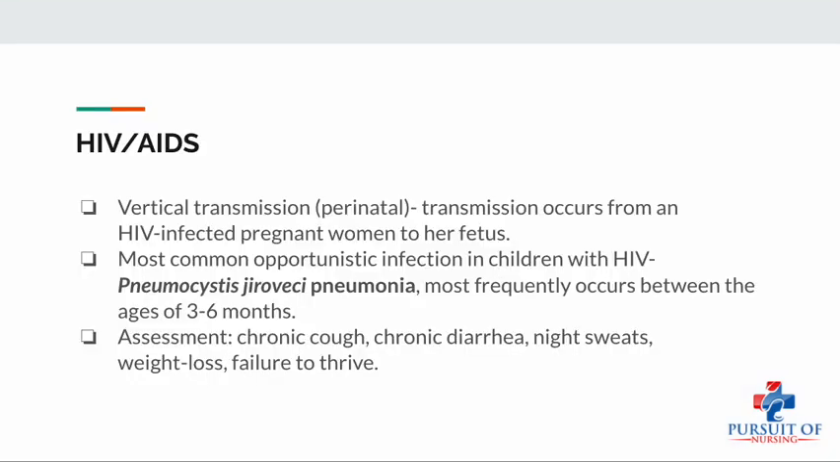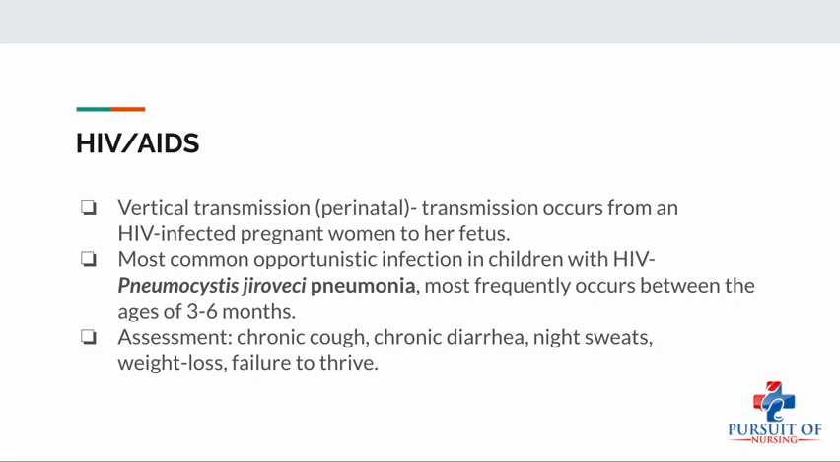Immune system. So we'll start with HIV or AIDS. HIV or AIDS is transmitted usually from an HIV-infected pregnant woman to her fetus. This is known as vertical transmission or perinatal transmission. It is very, very important to know that the most common opportunistic infection in children with HIV is Pneumocystis jirovecii pneumonia. This will most frequently occur between the ages of 3 to 6 months old.